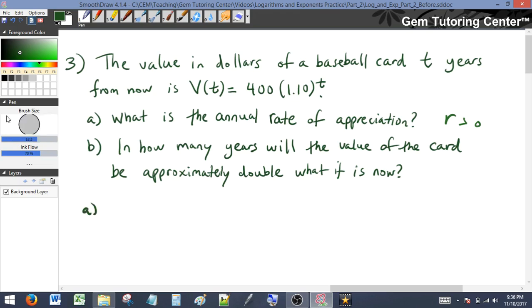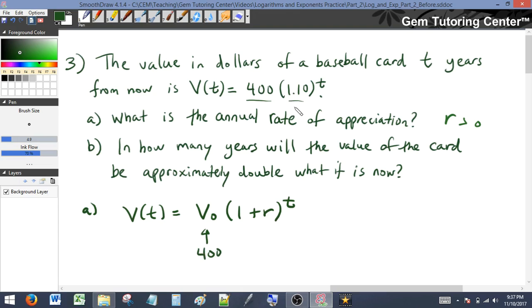Okay, part A. We actually know what the annual rate of appreciation is, and I'll show you how we know that. This is the formula: V(t) = V0 × (1 + r)^t. They've told us what V0 is. That's 400, which is great. But then they gave us this number here, so 1 + r is equal to 1.10.